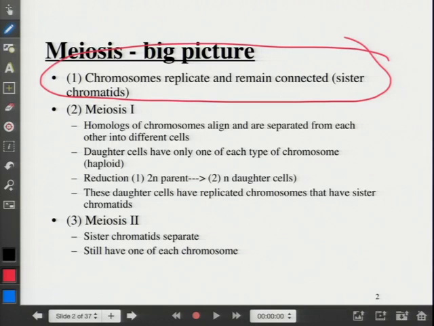So what do you think, what is number one? What phase that we've already talked about do you think this happens in? Yeah, interphase, right? This is the same thing as before mitosis. Exactly the same thing, except only in specific cells residing in your gonads.